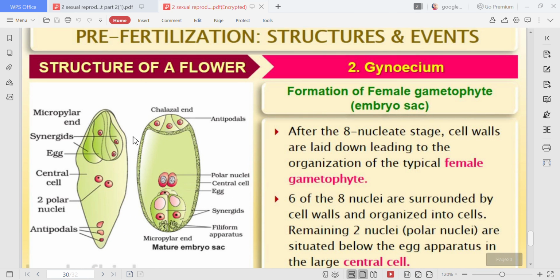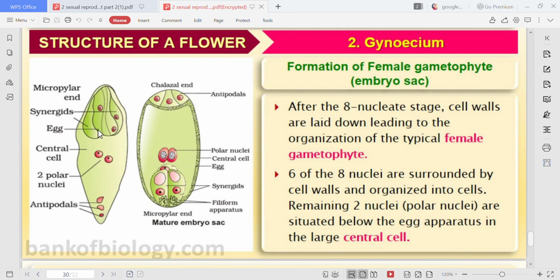Now children, you see here, after the 8 nuclei stage, now the cell walls are laid. When the 8 nuclei stage is achieved, now the cell walls will be formed, leading to the organization of a typical gametophyte. Now see, there are how many cells? 4 were at one pole and 4 were at the other pole. Now what happened? 3 cells at one end will form antipodal cells, 3 cells at the micropylar end, and 2 of the nuclei will move towards the center.